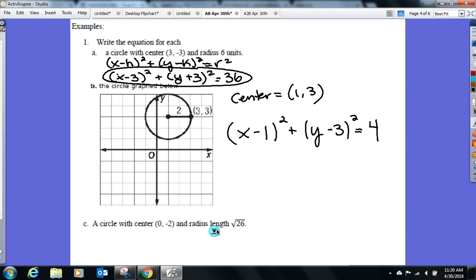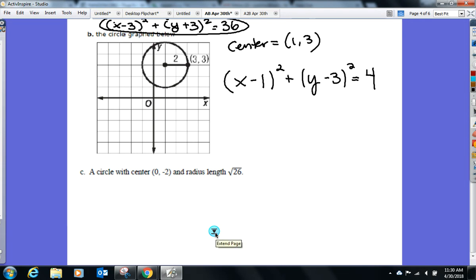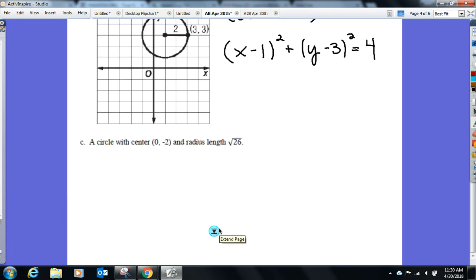All right, circle, center is (0, -2), radius radical 26. The radius length is the square root of 26. I was given the center, so it's going to be (x minus 0) squared plus (y plus 2) squared. Take your time here. The radius length is radical 26, so what should I put here for r squared, Sean?